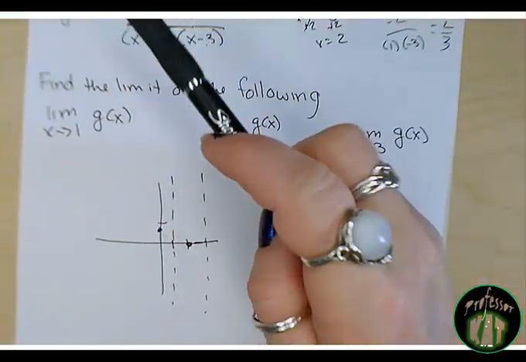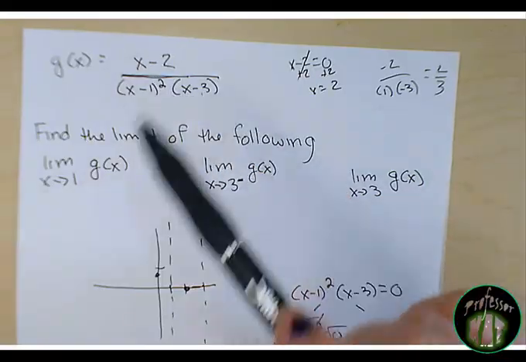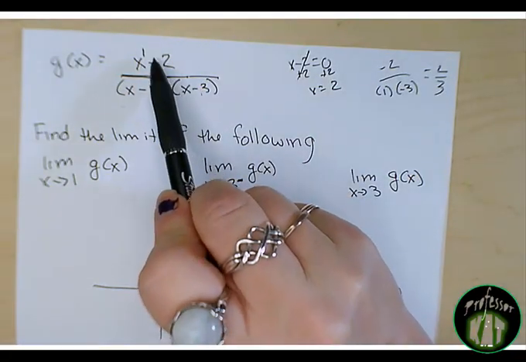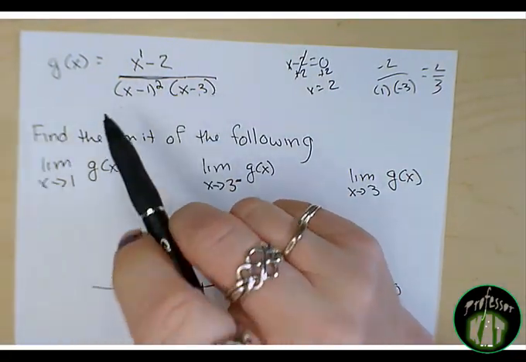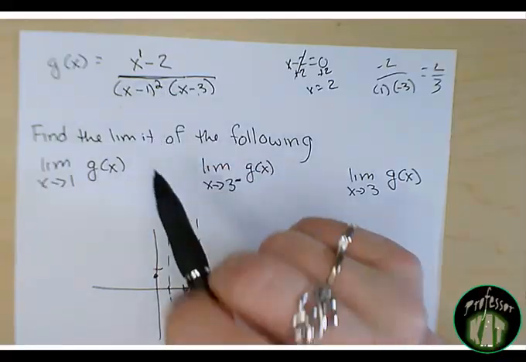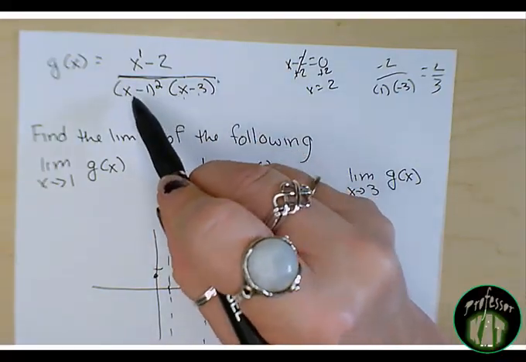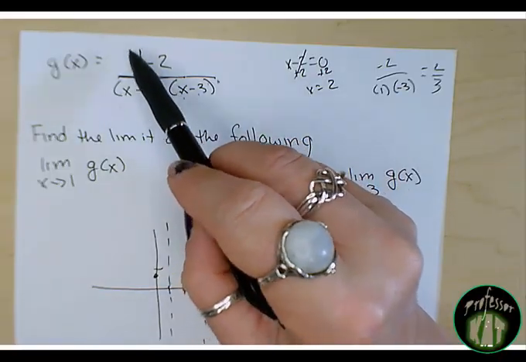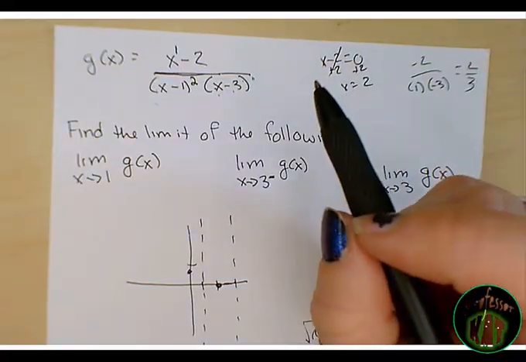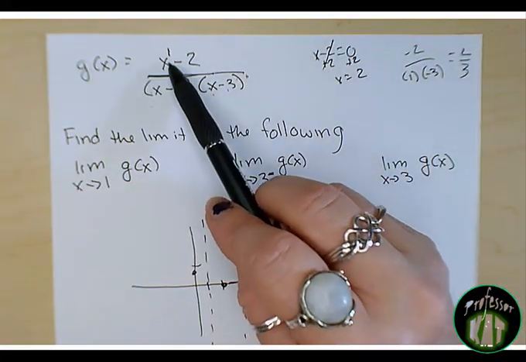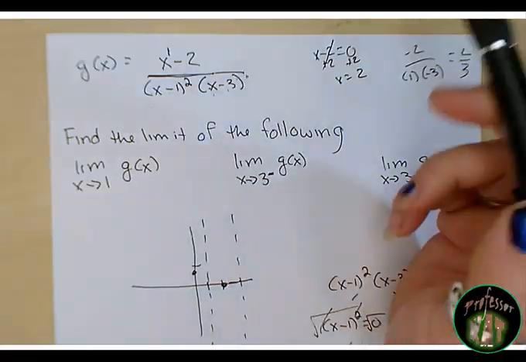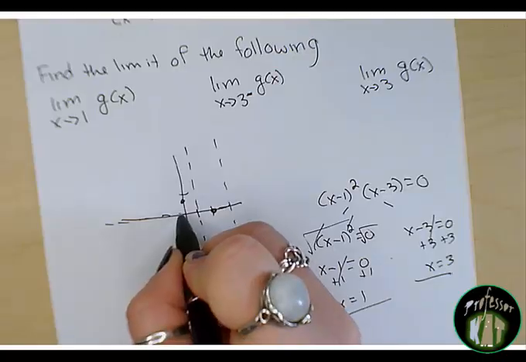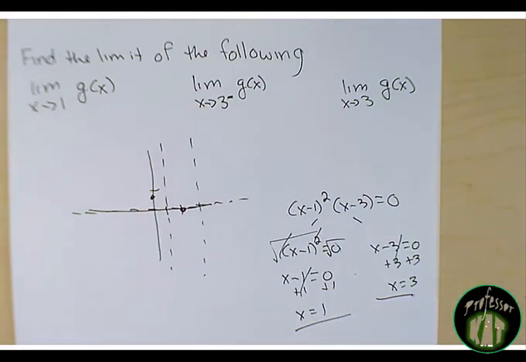Horizontal asymptotes come from comparing the degree of your numerator to the degree of your denominator. In our numerator, the degree is 1. If we were to multiply everything out in the denominator, we have an x squared times an x to the first. X squared times x to the first is x cubed. So we have an x to the first in the numerator, x cubed in the denominator. That does mean the degree of the numerator is less than the degree of the denominator. This tells us that the horizontal asymptote is at y equals 0.